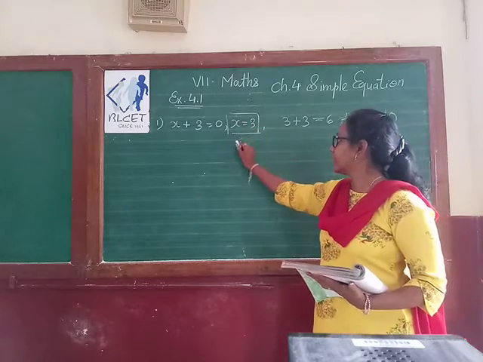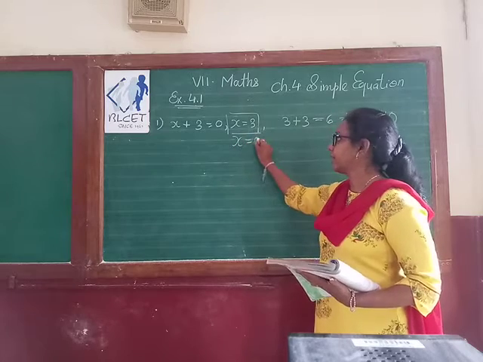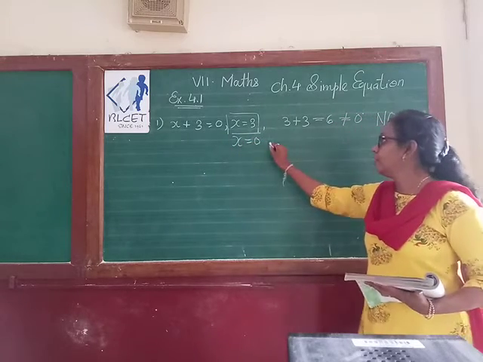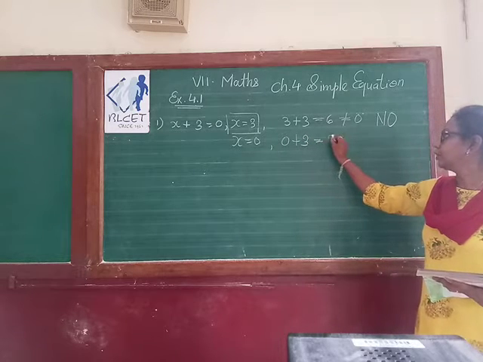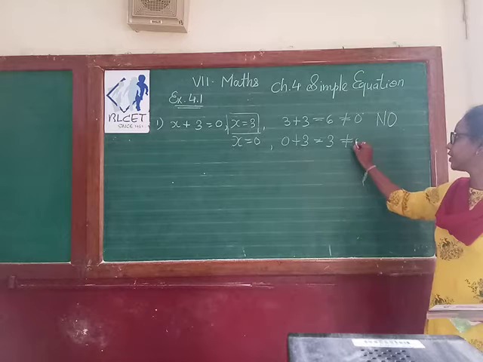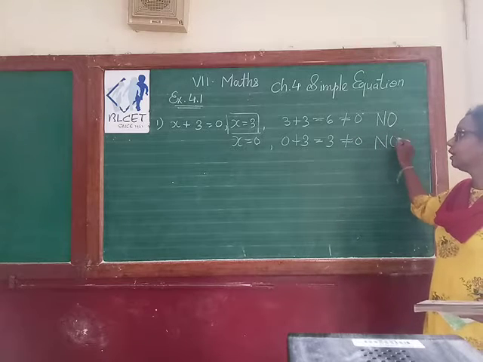Suppose you keep x equal to 0 in place of 3. The equation is the same, x plus 3 equal to 0. So what answer will I get? 0 plus 3 is equal to 3, which is not equal to 0. So again what is my answer? No.